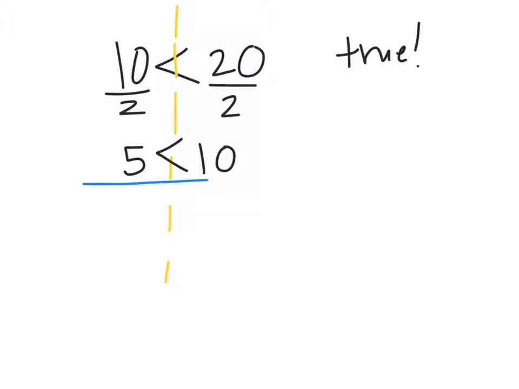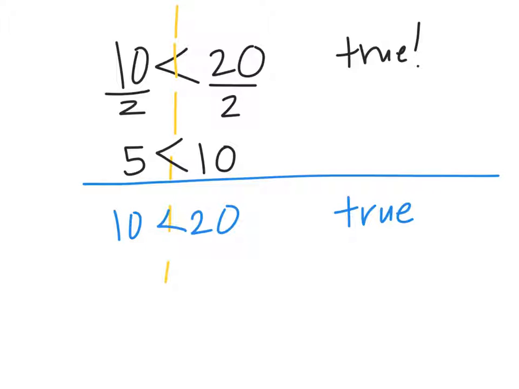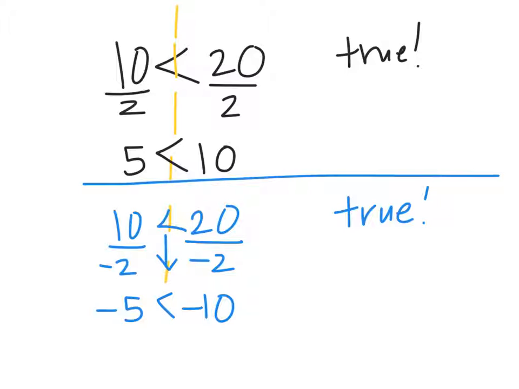All right, now I'm going to do the exact same thing, same inequality. 10 is less than 20. Again, that's a true inequality, right? Now I'm going to divide the left side by negative 2 and the right side by negative 2. Same thing to both sides. 10 divided by negative 2 is negative 5. 20 divided by negative 2 is negative 10. If I put the same symbol here, it doesn't make sense. Negative 5 is not less than negative 10. So what we have to do when we divide by a negative, we have to flip the symbol. So our symbol went from less than to greater than.